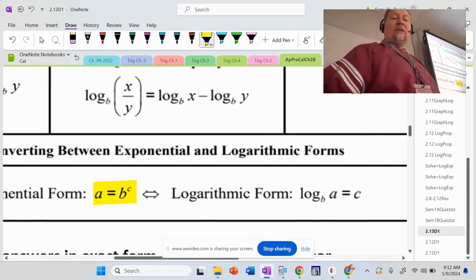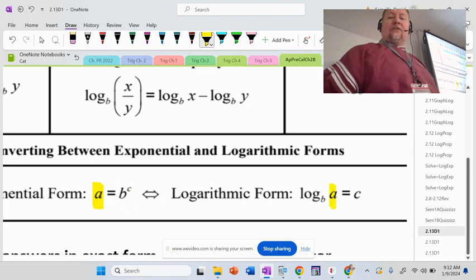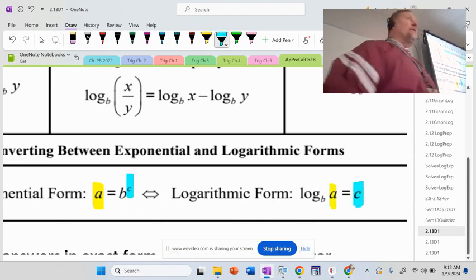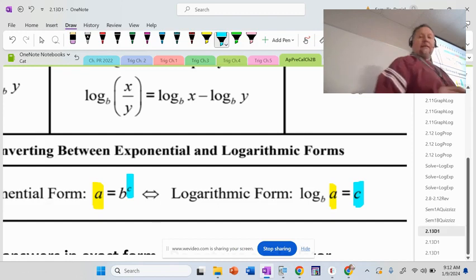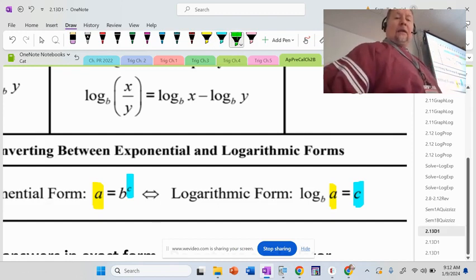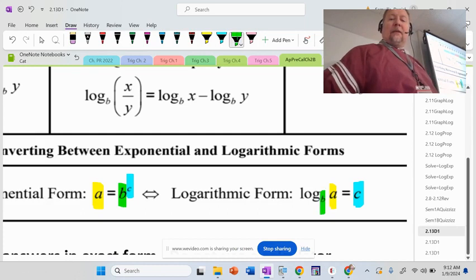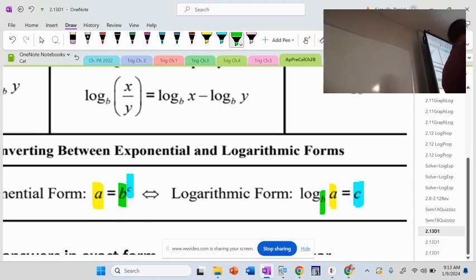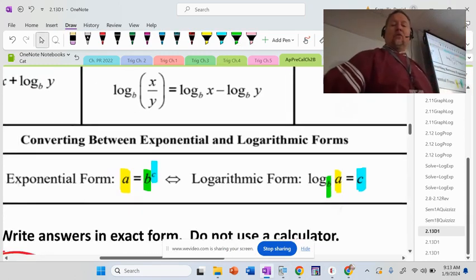And last but not least, if we don't know this, we're doomed. An exponential scenario turns into a logarithm. What I really should do is highlight the positions. A is the answer. C is the exponent, the whole point of a logarithm is to isolate it. And then B is the base, which is the base of the logarithm, the subscript position. So remember that. If you don't know how to change a logarithm to an exponent or an exponent to a log, you're doomed, right? And that's why we did the quizzes.